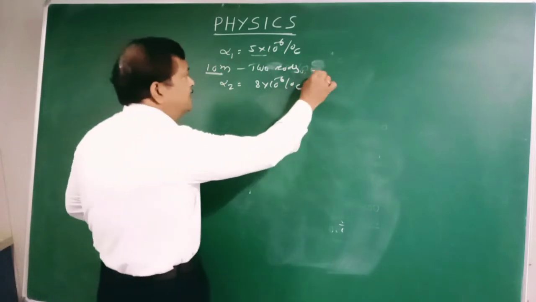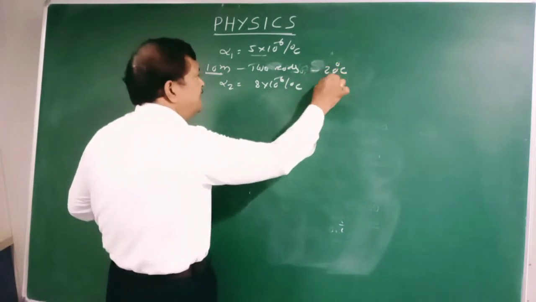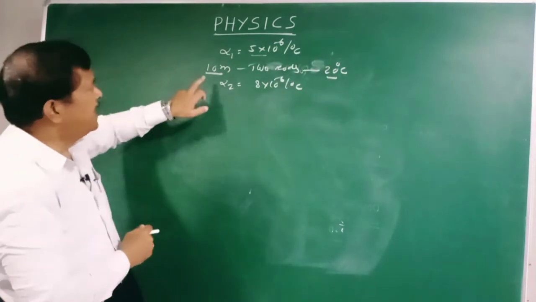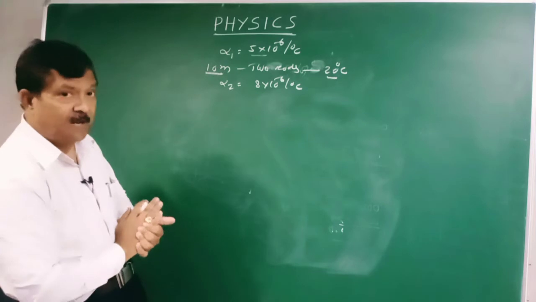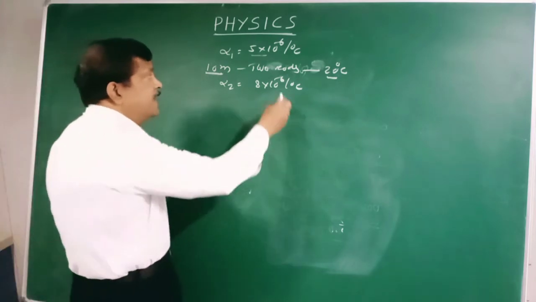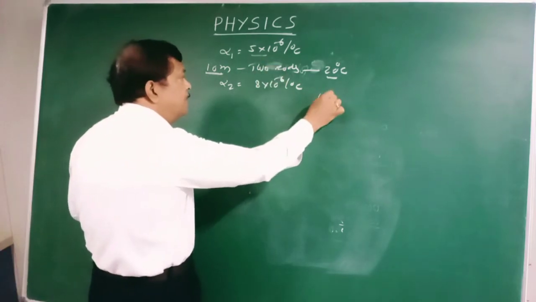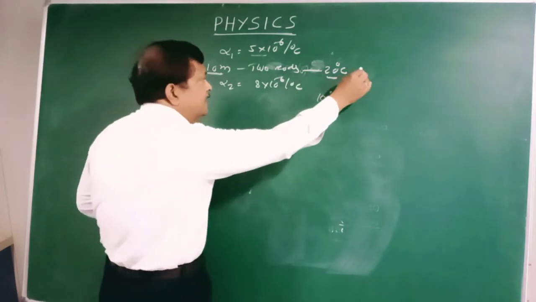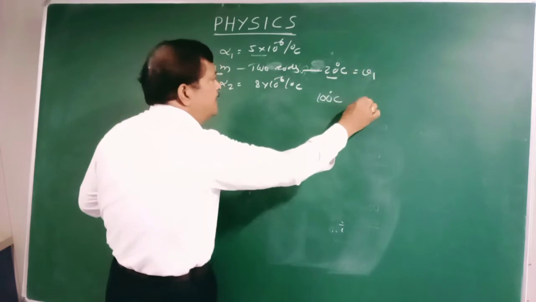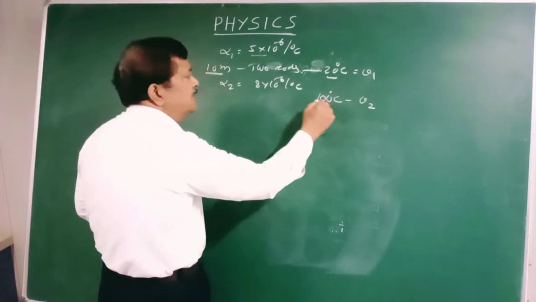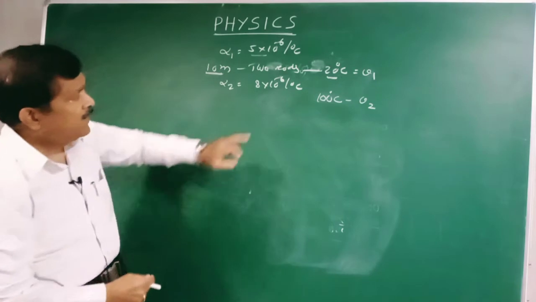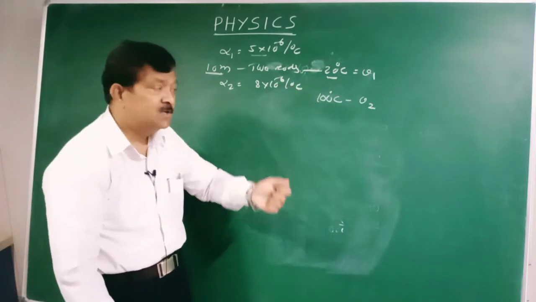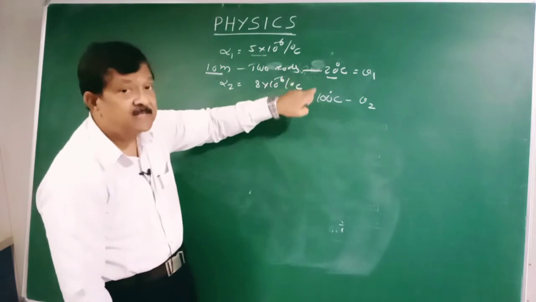Let us say at a temperature of 20 degrees centigrade, both are having the same length of 10 meter. But now I have increased the temperature of both the rods up to 100 degrees centigrade. So the initial temperature is theta 1 and the final temperature is 100. So what is the change in temperature? From 20 to 100 we have increased the temperature, so the change is 80 degrees centigrade.